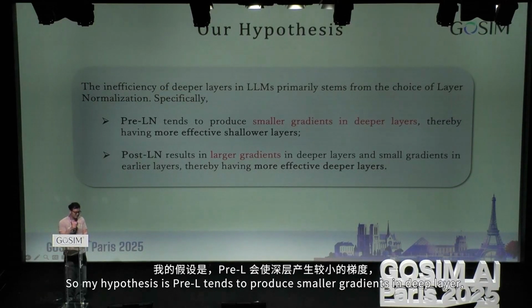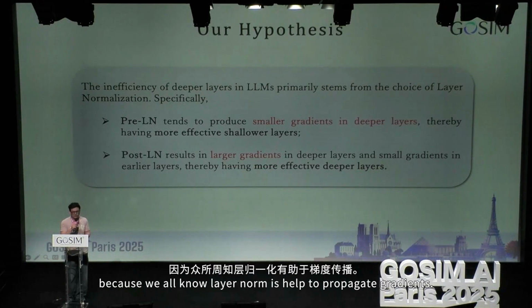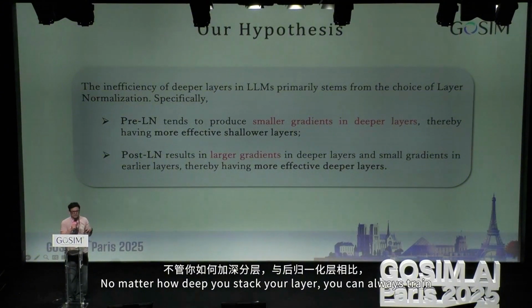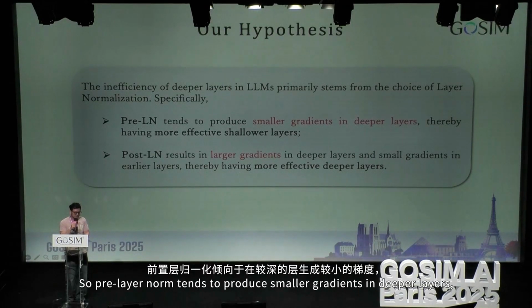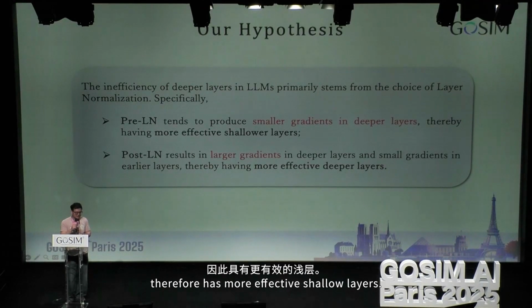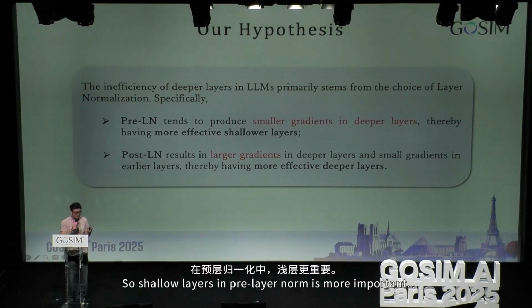So my hypothesis is pre-LN tends to produce smaller gradients in deep layers, because we all know layer norm helps to propagate gradients. No matter how deep you stack your layers, you can always train your model easily without heavily fine-tuning your learning rates compared to post-layer norm. So pre-layer norm tends to produce smaller gradients in deeper layers, and therefore has more effective shallow layers. So shallow layers in pre-layer norm are more important.